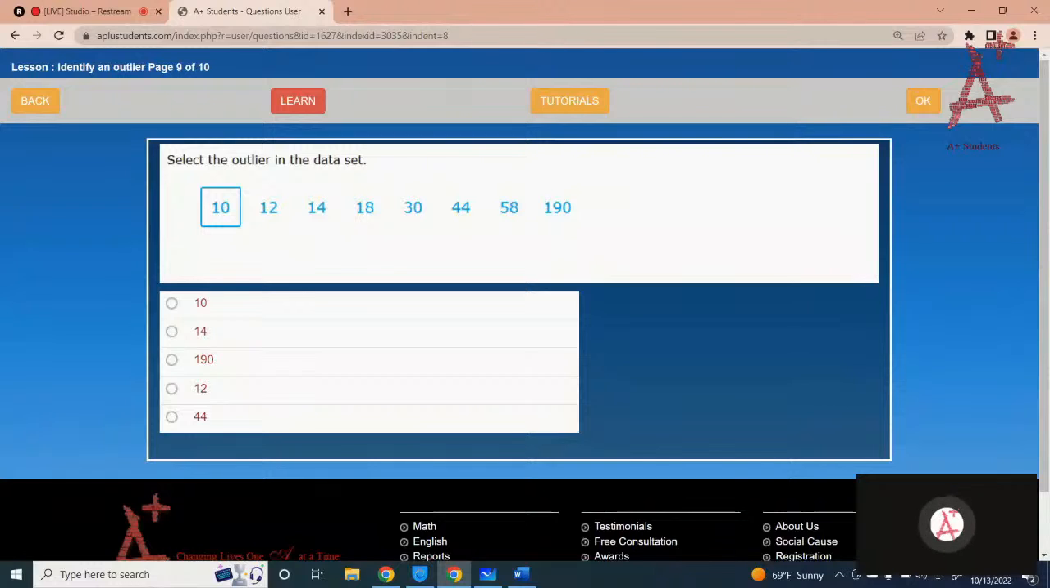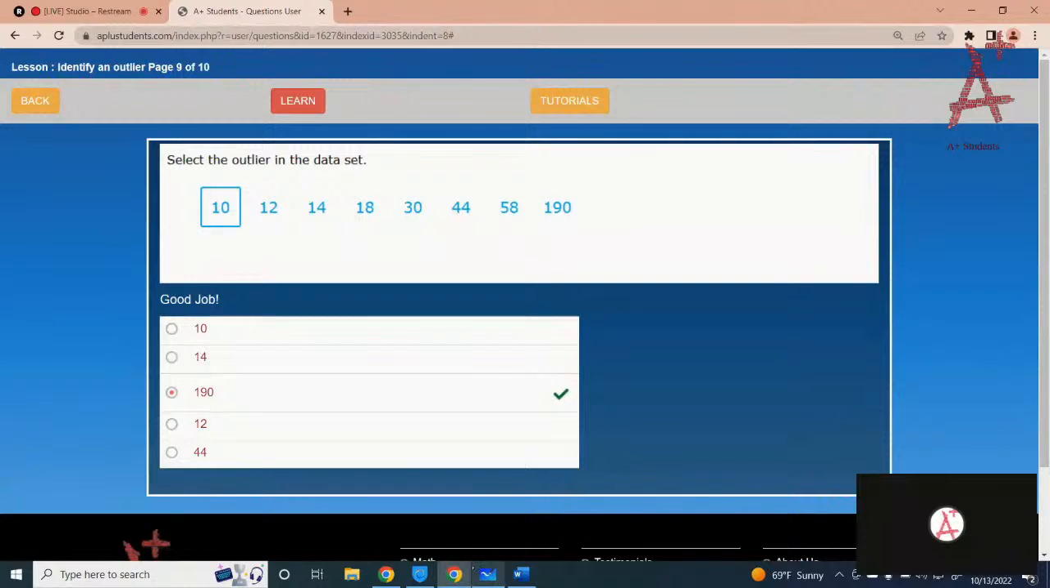Okay, select the outlier in the data set. 10, 12, 14, 18, 30, 44, 58, and 190. So the rest of the values are within 100. Just 190 is the outlier. Select the correct option and click on the OK button.